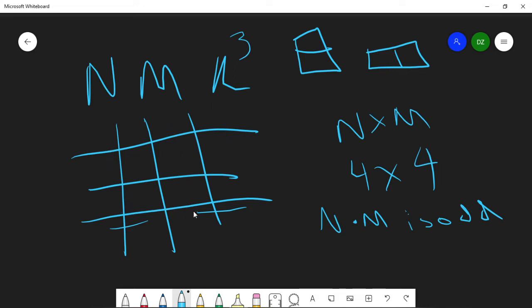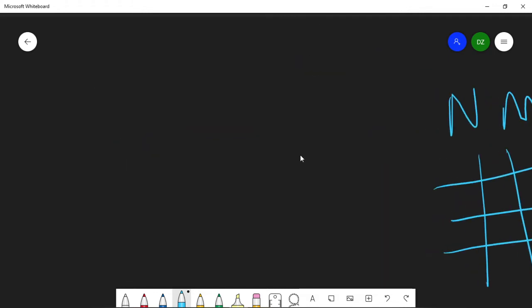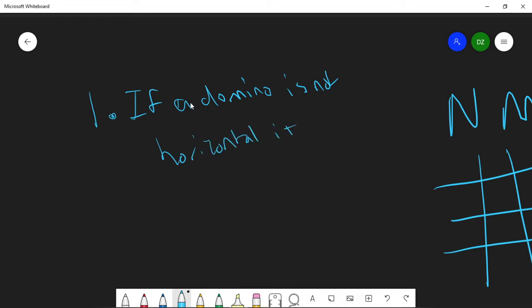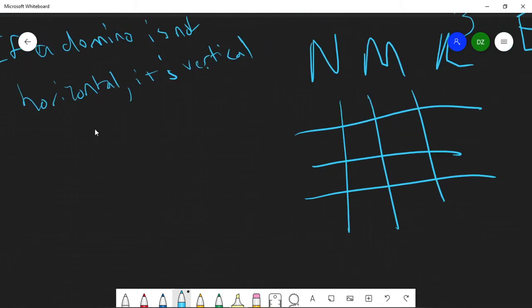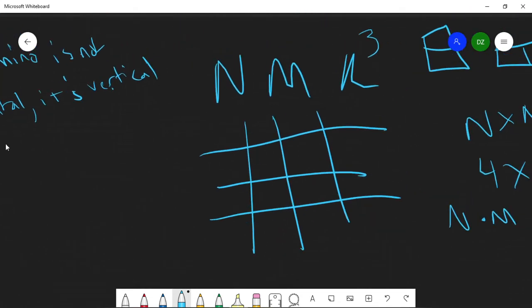I guess I'll outline a few key observations. The first one is that if a domino is not horizontal, it's vertical. That's kind of self-explanatory, but it will help explain later stuff.